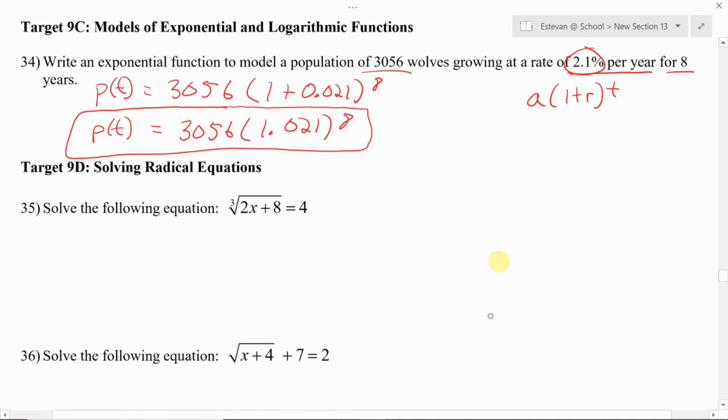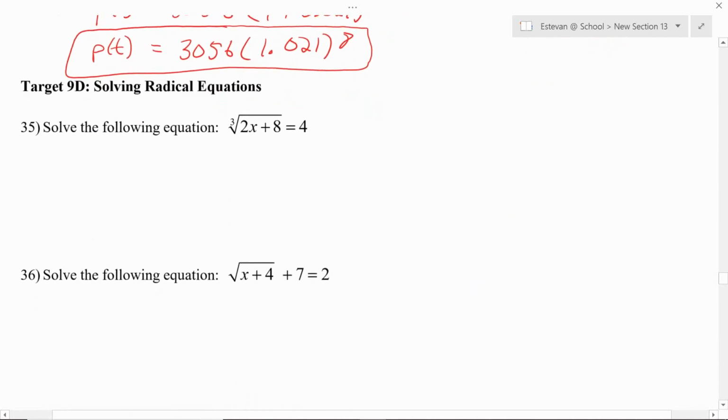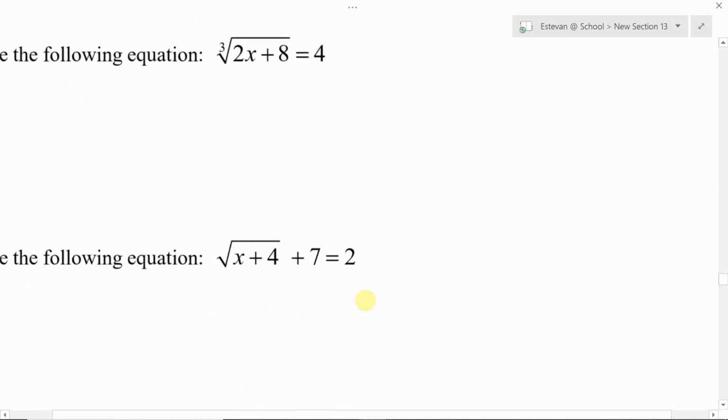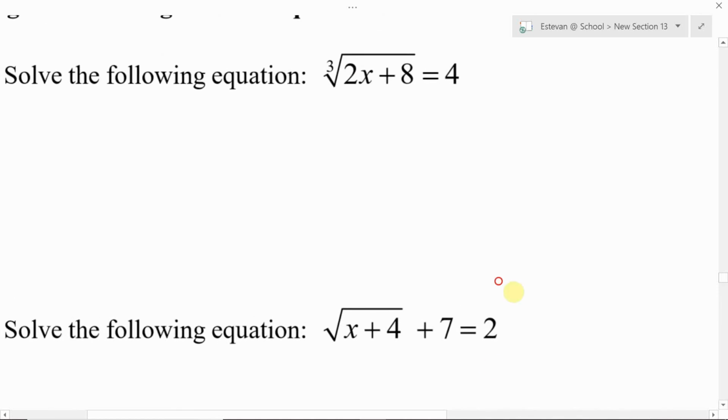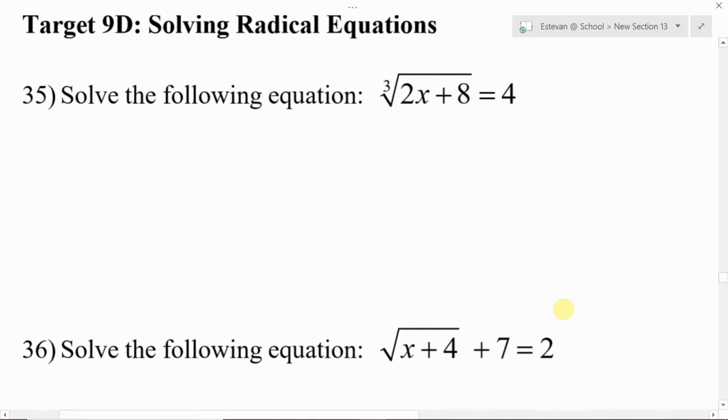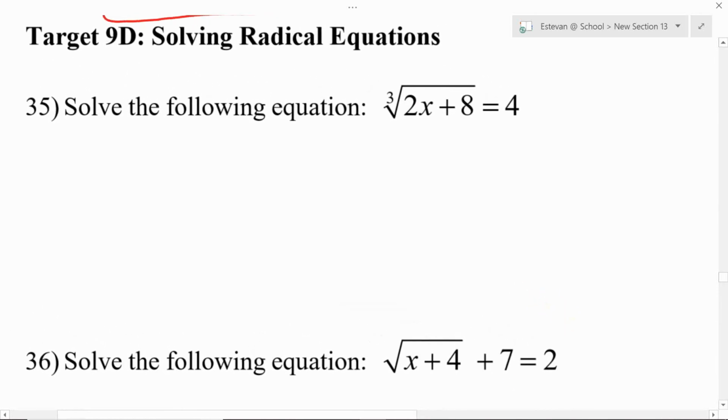Problem 35. Solve the following equation. We have the cube root of 2x plus 8 is equal to 4. Since the radical is already by itself, we have to get rid of it. To get rid of it, we always raise it by the index. The index here is 3, so we raise both sides by 3. The index gets cancelled, leaving you with 2x plus 8 is equal to 4 cubed.